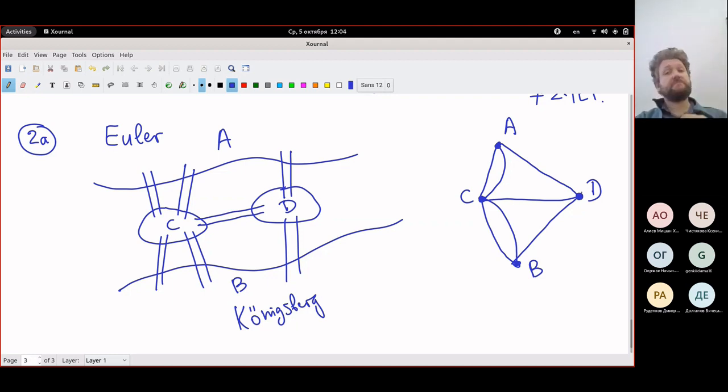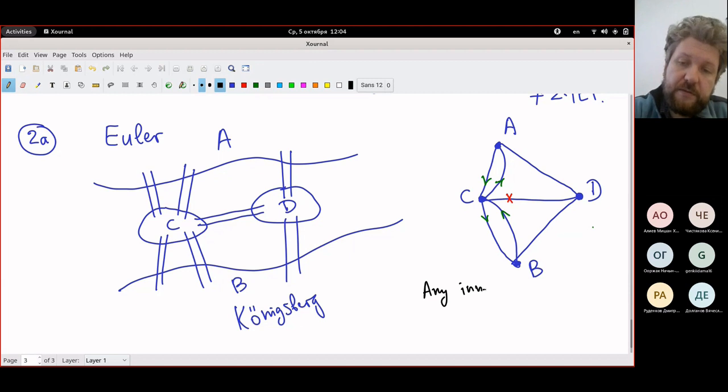So Euler asked this question, and the answer is, of course, no. Why? Well, suppose we start somewhere at some point, then we start traversing, and suppose, say, C is not our starting point. We didn't start from C. Then we had to enter it, then exit somehow. Enter, then exit, and there will be one extra bridge which we didn't traverse. And the main thing here is that any inner vertex of an Euler path should have even degree.